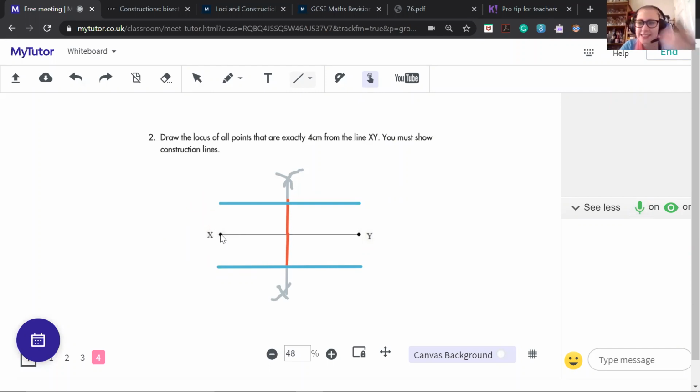When we're at the edge, it's the same as saying exactly 4 centimeters away from X, because that's like the only bit of the line that it can kind of see, if that makes sense. So all you're going to do is hold your pair of compasses, put the point here and the pencil here, and swing it around until you join up to this.